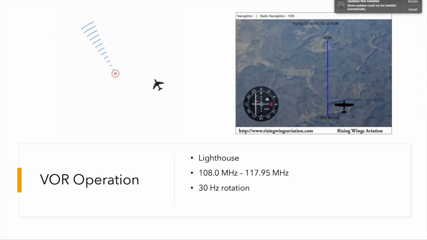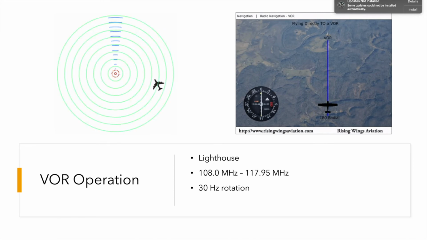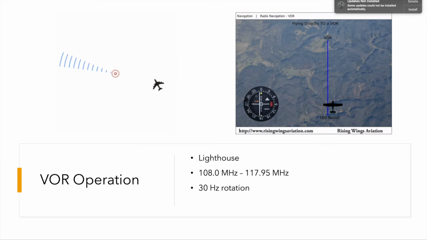So VOR operations, I think of it as working like a lighthouse. You can see the animation on the top left shows that there's a non-directional ping, which is the green, and that happens every time the signal heads north. And then there's a directional ping, which is the blue circle, and the airplane times the difference between the lighthouse non-directional ping and then the directional ping, and the distance between those gives them the radial from the station. So if they're both about the same, it's about north. If they're equally apart, it's about south.